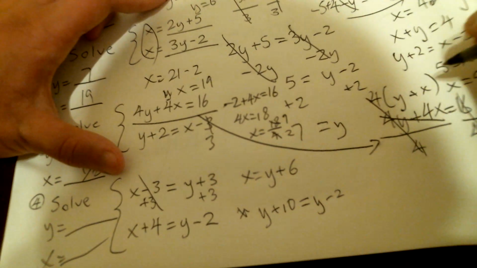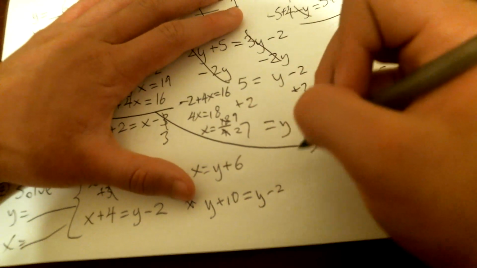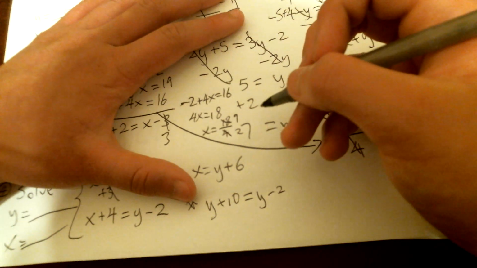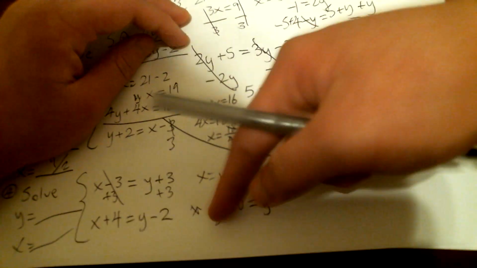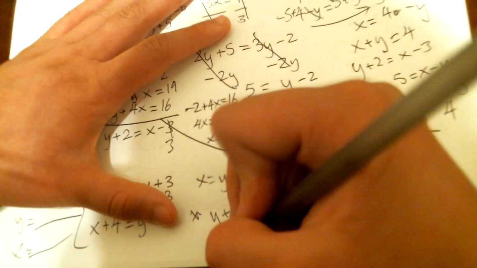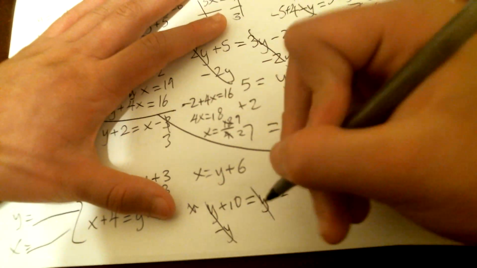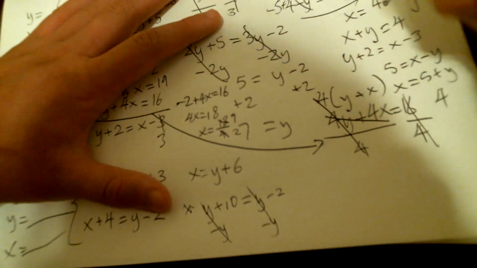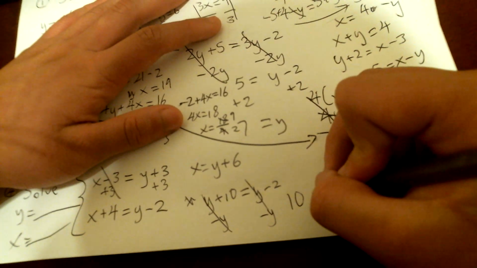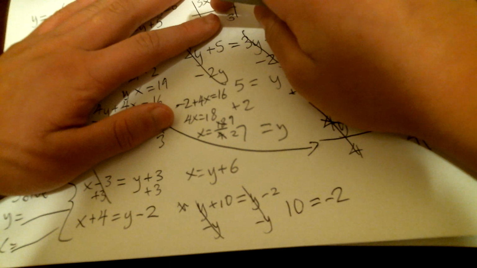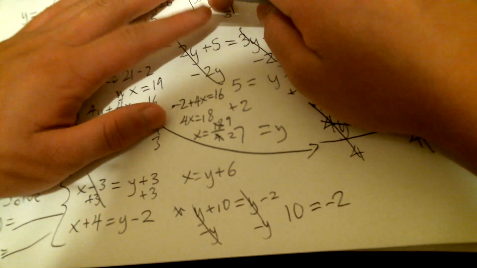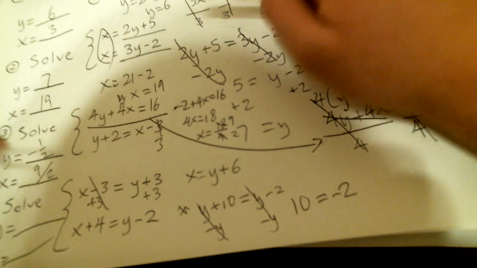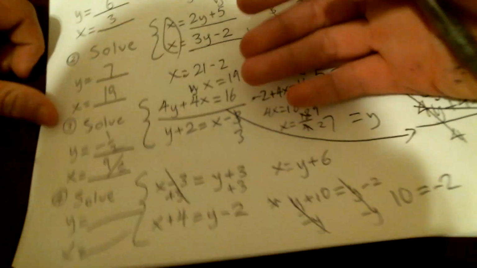So then we can subtract y from both sides first. We can see that we will cancel out both y's. And then we would be left with 10 equals negative 2. Would that statement be true? No, it would not. So that would mean that there are no solutions to this system of equations, which can happen.